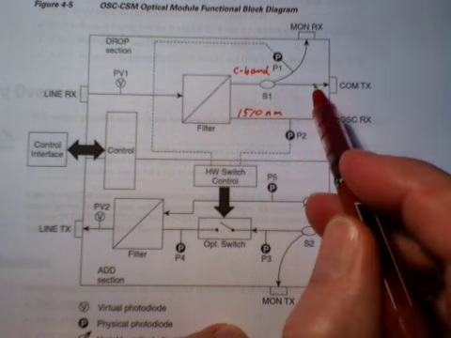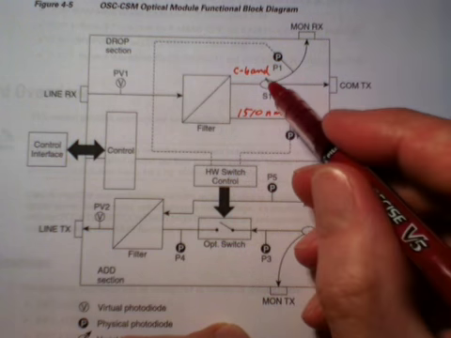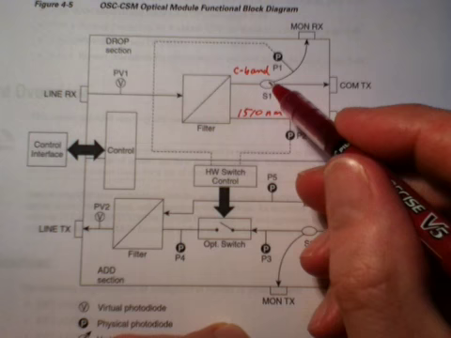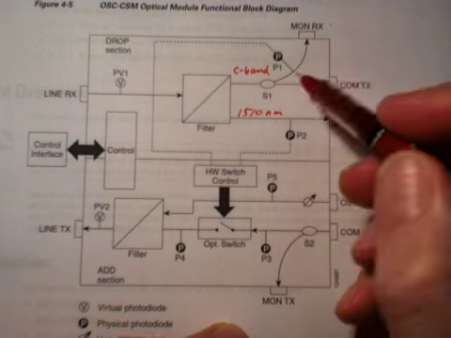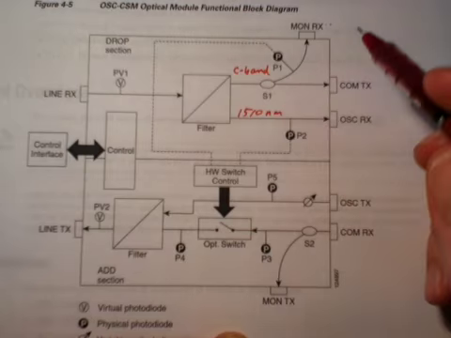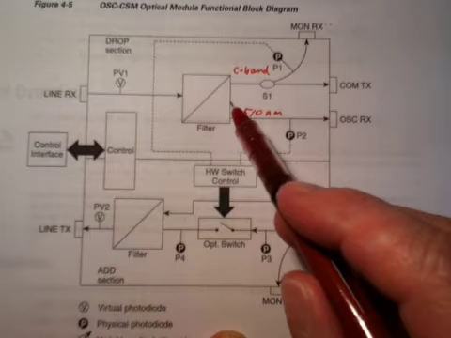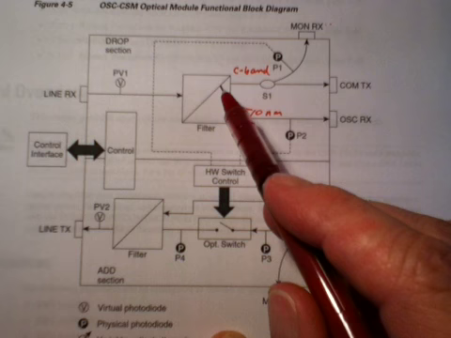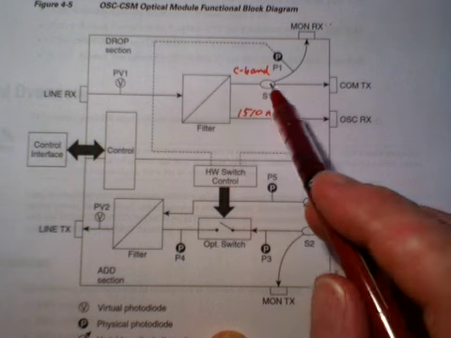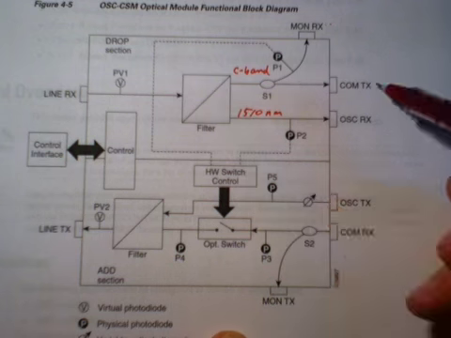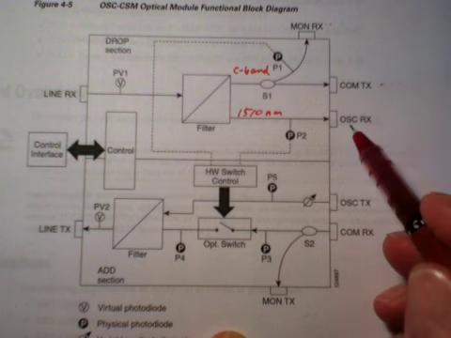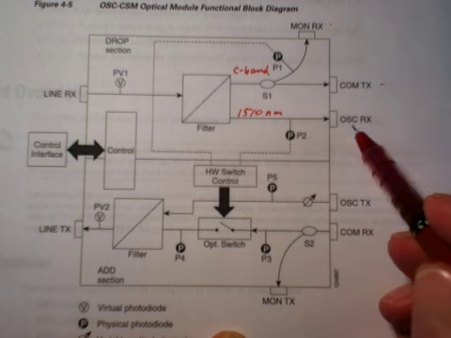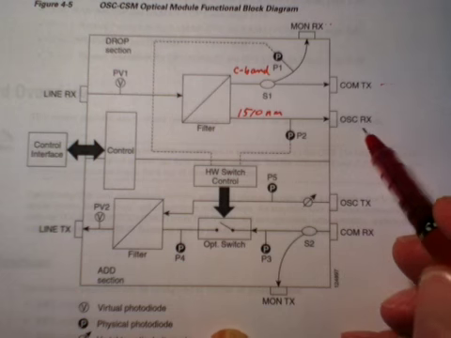Okay, coming out this way, we have a tap, which probably takes off something like 1% of the power and sends it off to a receive monitor so we can watch the incoming signal. And then we allow the rest of the signal, the 99% or whatever, minus the loss of the filter, minus the loss of that tap, to come out on this COM transmit. Okay, so this is where we receive the optical service channel.